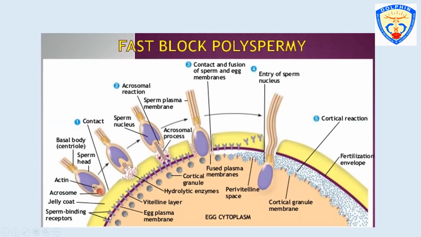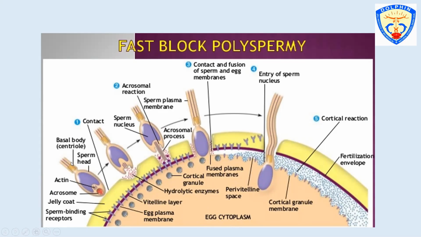First of all, on the outer membrane, there are various sperm binding receptors present. This is the structure of the ova. Inside, there is egg cytoplasm. There lies the egg plasma membrane. This is the vitelline membrane. Various cortical granules are present beneath the vitelline membrane, and this is the cytoplasm. This egg is surrounded by a jelly coat. These are the sperm binding receptors, they are arranged around it.